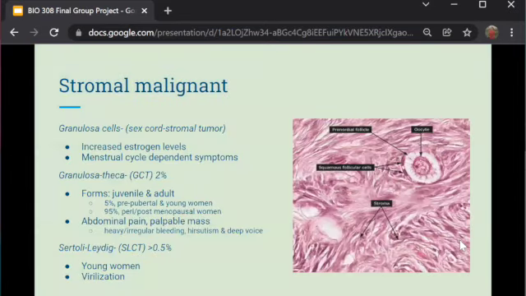Stromal malignant tumors, we have granulosa cells, granulosa theca, and Sertoli-Leydig. Granulosa cells are also known as sex cord stromal tumors. They have increased estrogen levels and have symptoms that depend on the menstrual cycle. Granulosa theca comes in two flavors, juvenile and adult, and their typical symptoms include abdominal pain, and you can feel the mass. Sertoli-Leydig is common in young women, and their common symptom is virilization.